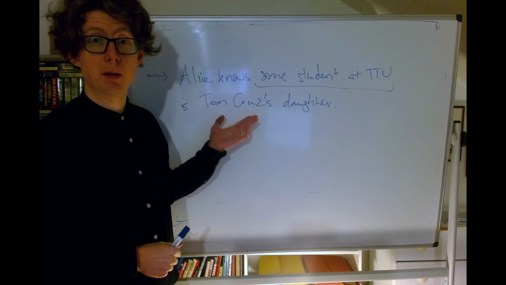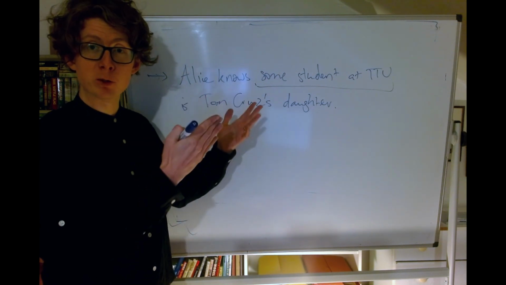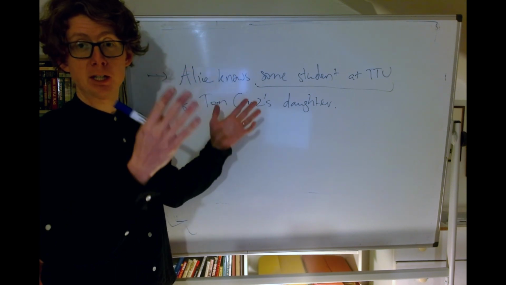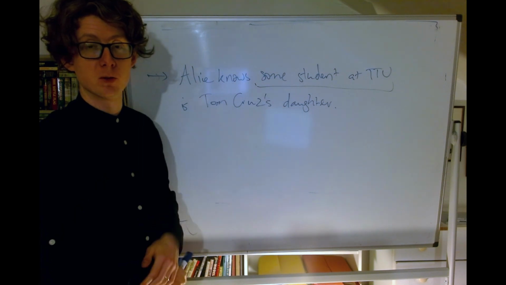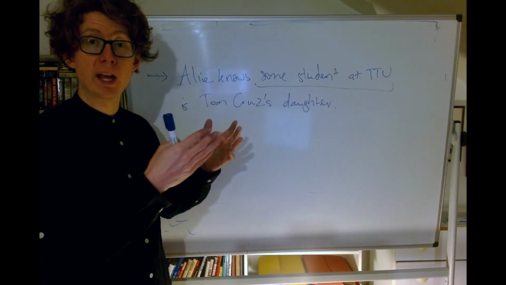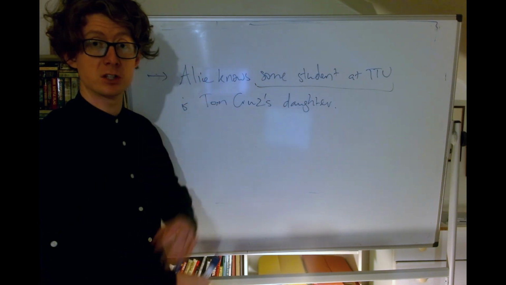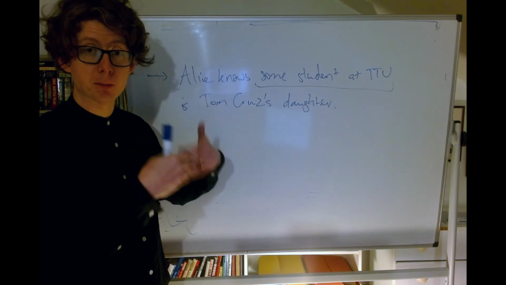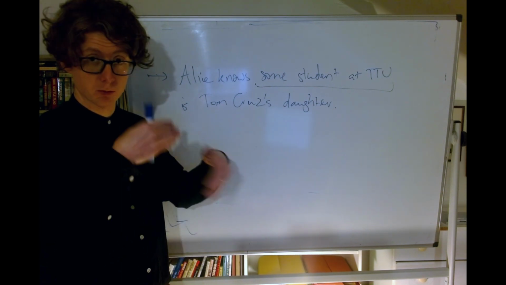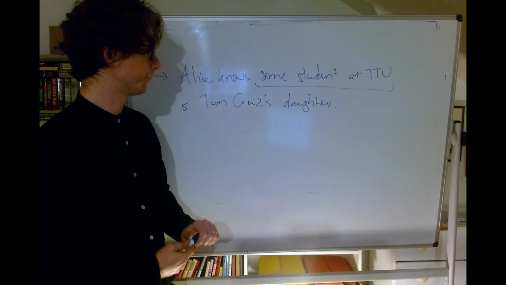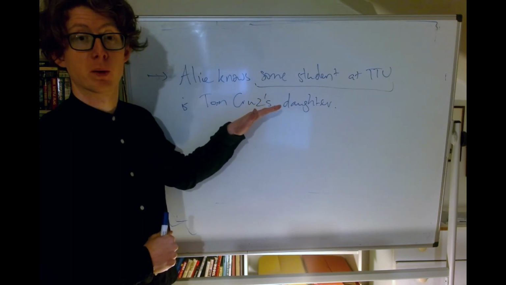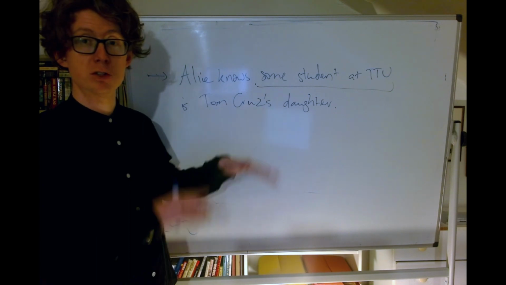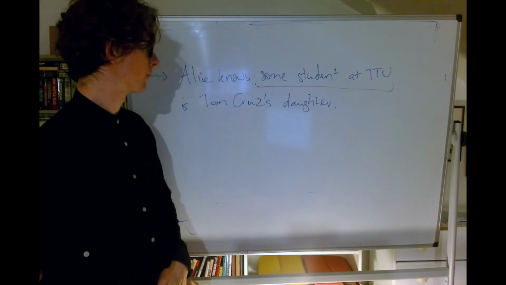So the sentence is ambiguous. On one way of understanding it, Alice isn't thinking about any particular person. She's just thinking about some person who's a student and is also Tom Cruise's daughter. On the other way of thinking about it, there's some particular person she's thinking about, and that person happens to be a student, though Alice may not know that. This is exactly an example of what we're calling a scope ambiguity. There's two different ways of understanding it.